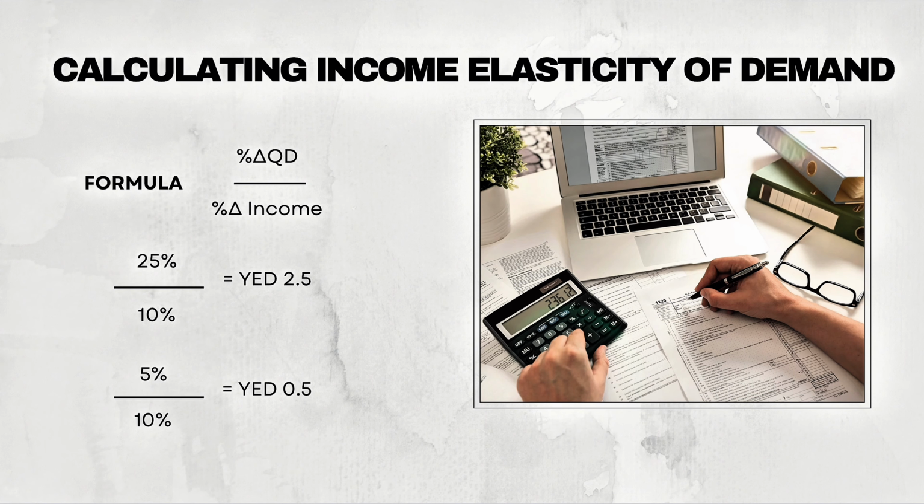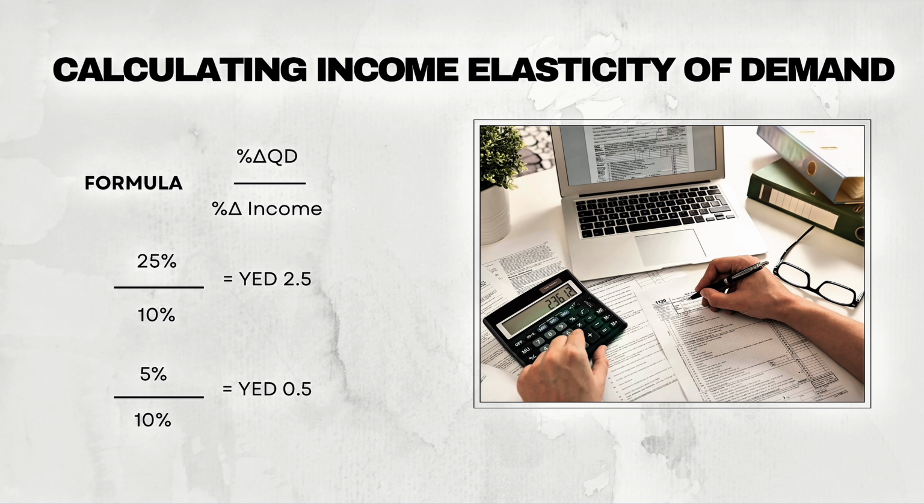An example of a calculation will be that there is a 25% change in quantity demanded over a 10% change in income. This gives us a YED of 2.5. What this calculation means is that for every 1% increase in people's incomes, the demand for this good jumps up by 2.5%. This makes this income elastic.